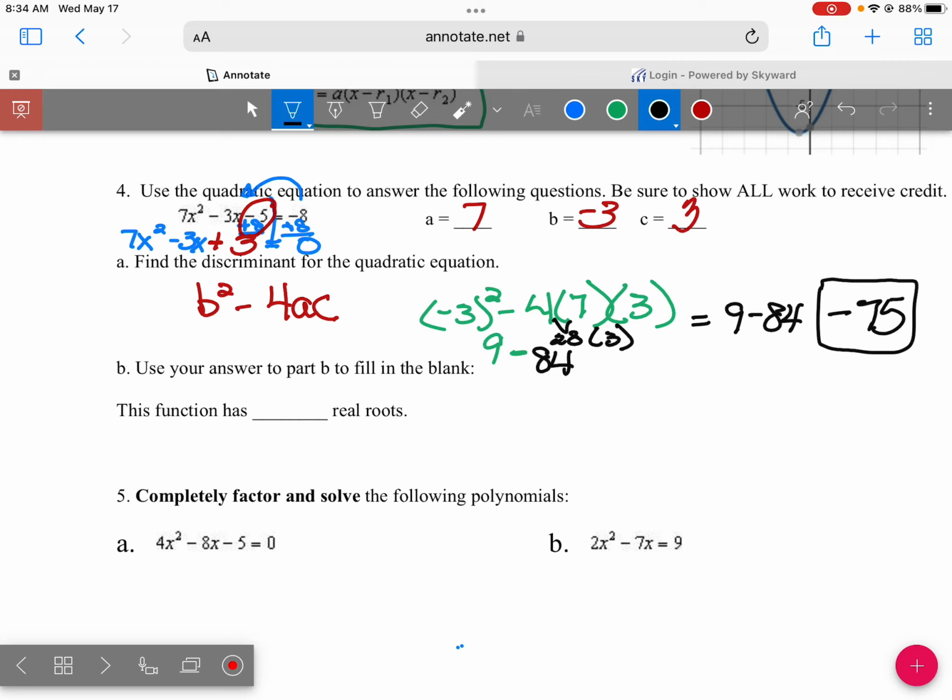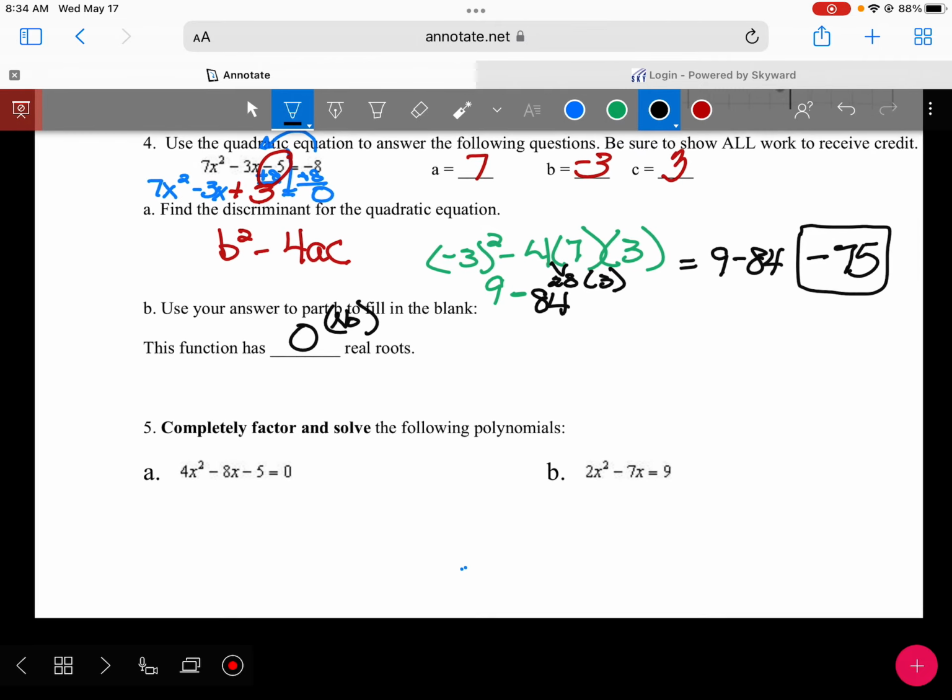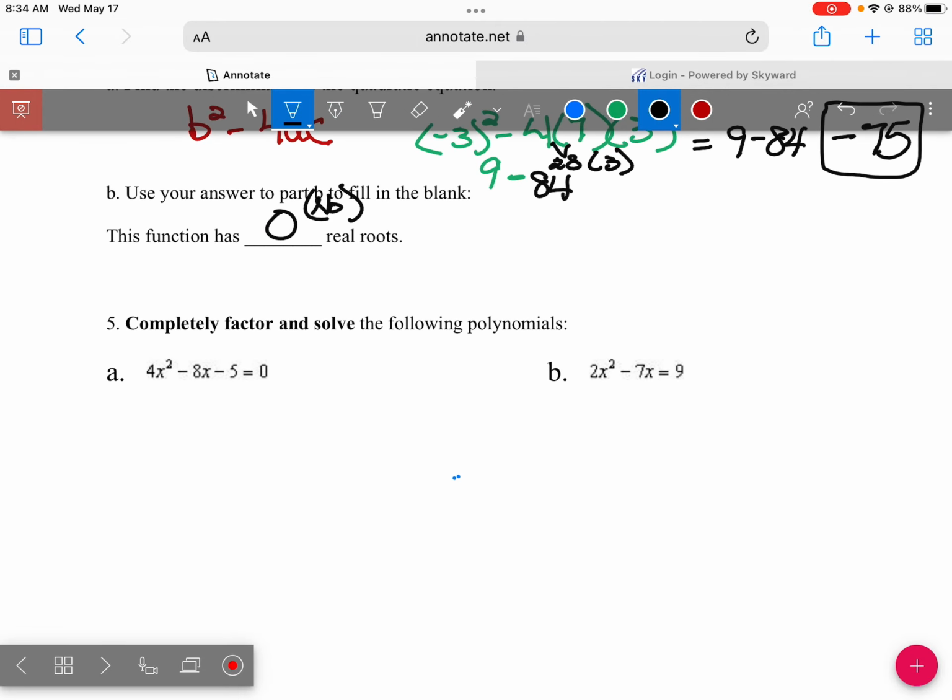b squared minus 4ac. Okay. So from this answer, how many real roots am I going to have here? Somebody say anything? It's a negative answer. 0 real roots or no real roots. Because if you have a negative under the radical sign, that's where you get imaginary numbers. All right. Any questions on 4?